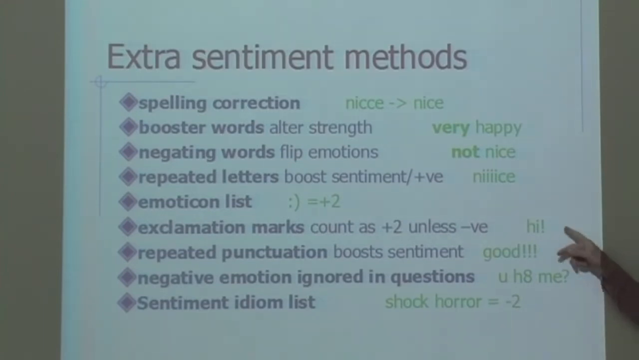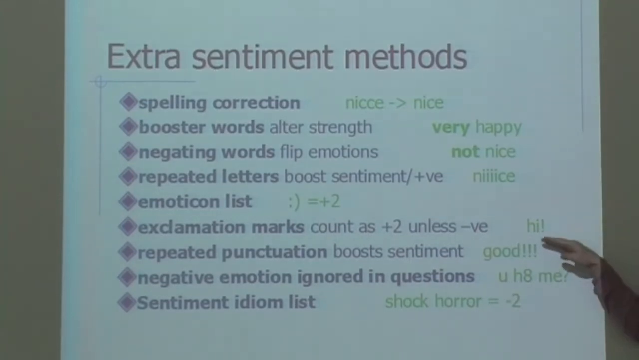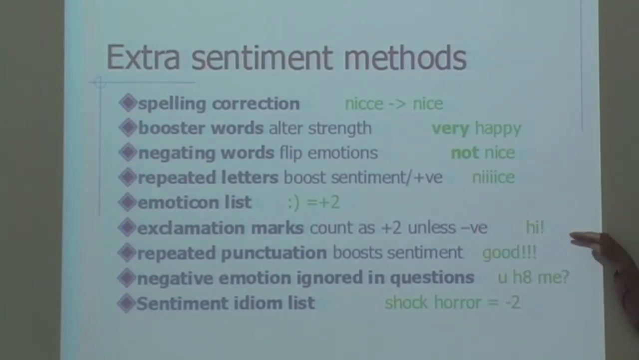And we have a similar rule for exclamation marks. If there's an exclamation mark at the end of a sentence and it's not positive or negative, we assume that it's a mildly positive sentiment, same as with the extra letters. Another rule: if there's lots of extra punctuation at the end of a sentence, then we boost the overall sentiment of the sentence. If it's more positive, we boost the positivity. If it's more negative, we boost the negativity. So we count this as the equivalent of "very".